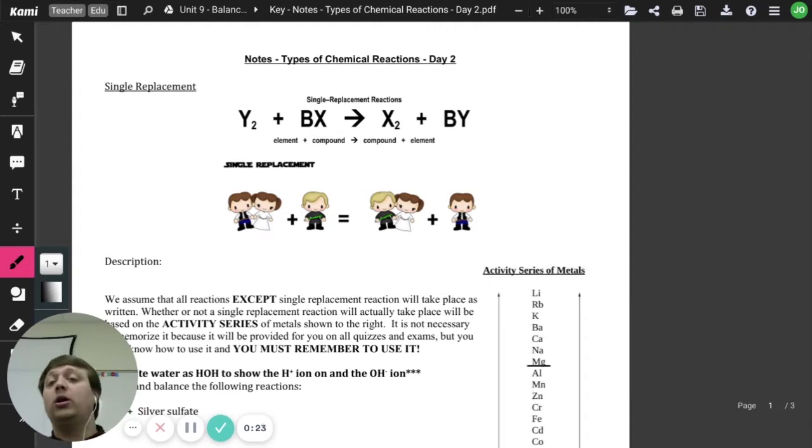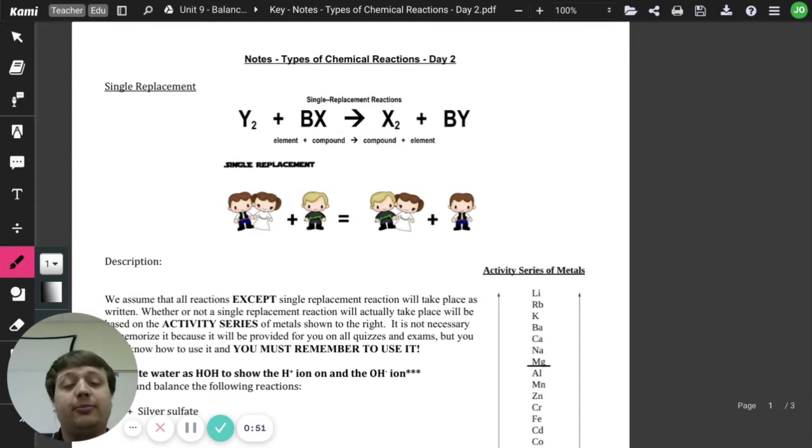Now in this, we are going to be finishing the main types of reactions that we deal with in pre-AP chemistry. So last class, we talked about synthesis and decomposition reactions, right? We know that with a synthesis reaction, we take two or more reactants and we end with one product. And then with decomposition, it is the opposite of that. So we're going to take one reactant and we're going to end with two or more products.